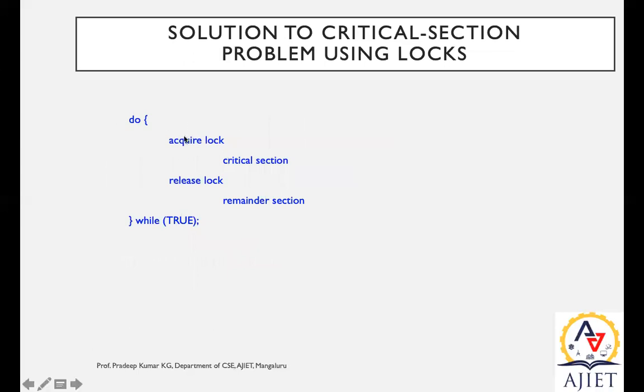First, acquire the lock so that nobody else can enter the critical section. Whenever a particular process, say Pi, acquires the lock, its job is to execute in the critical section. Once the execution is over, that particular process Pi will release the lock. Then the next process, P1, P2, P3, and so on. So this is the solution for the critical section problem using locks. This is one scenario.